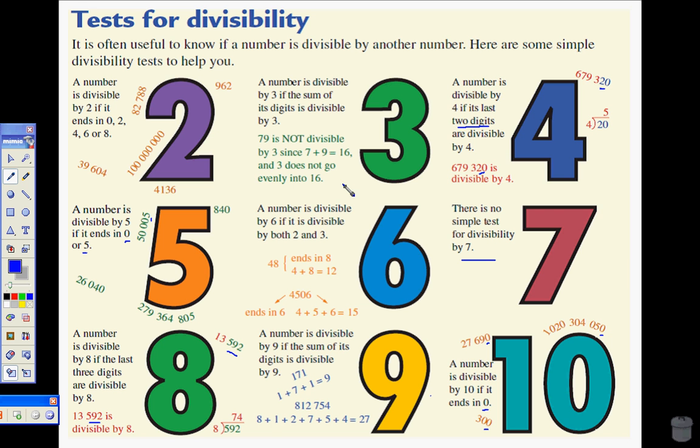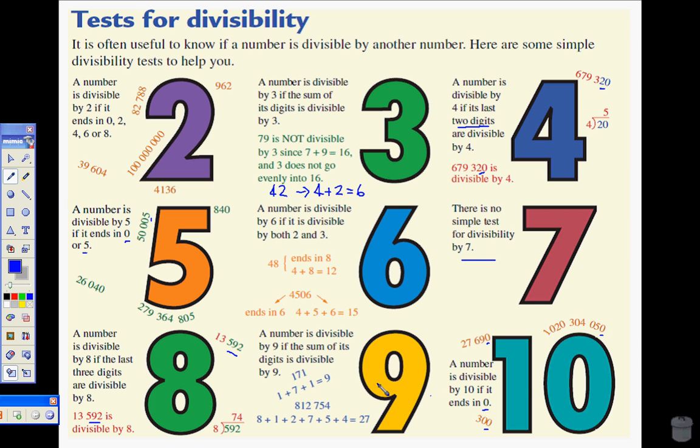If I pick one that will be divisible, let's say 42. If I break down those digits, I get 4 plus 2, and summing those digits gives me 6. Now 3 does go into 6. 3 goes into 6 twice, evenly. So that means 42 must be divisible by 3, because the sum of its digits is divisible by 3. That's the trick for anything divisible by 3.